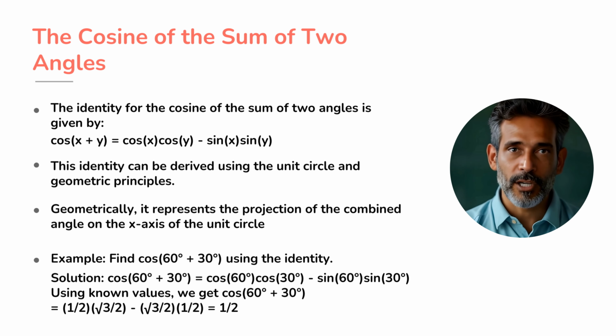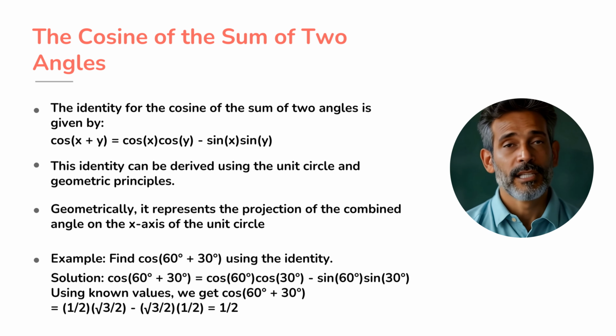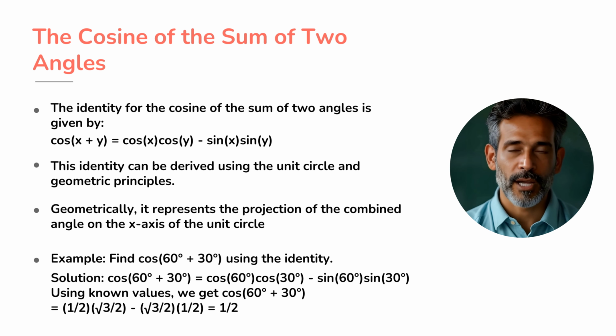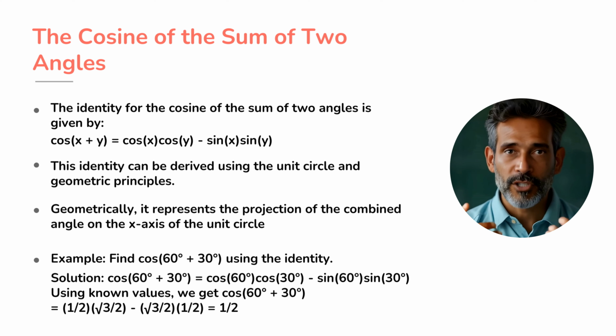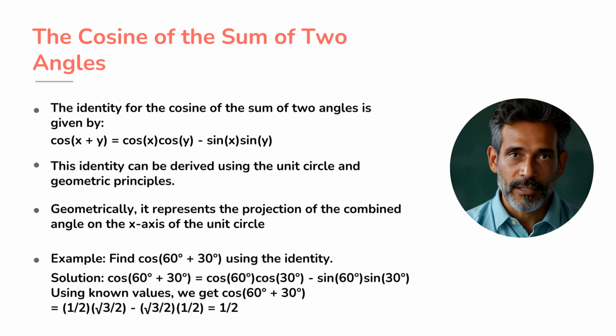Next, let's look at the cosine of the difference of two angles. The identity here is cos(x − y) = cos x times cos y plus sin x times sin y. This identity is derived by replacing y with minus y in the sum identity. It's like flipping the sign, and it gives us a new expression for the difference of two angles.